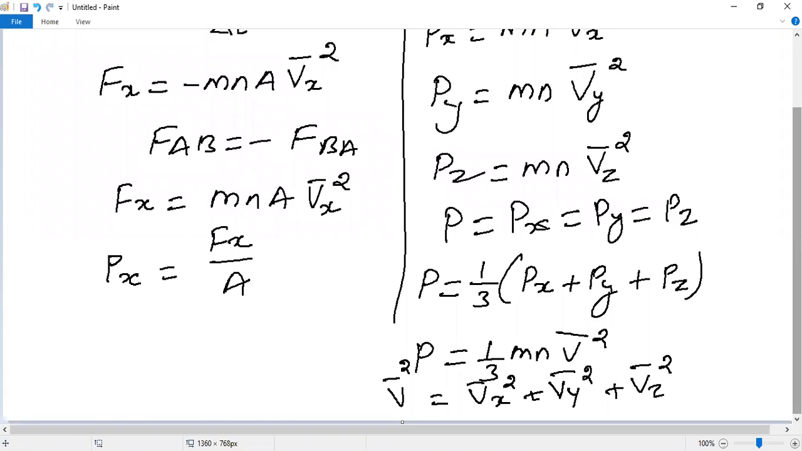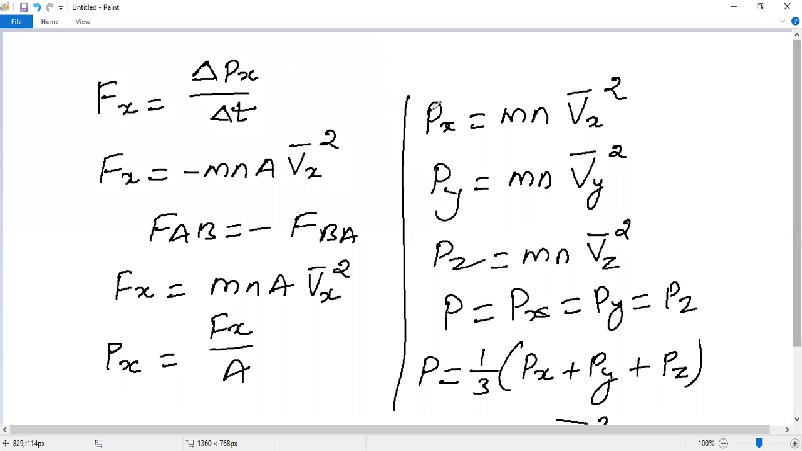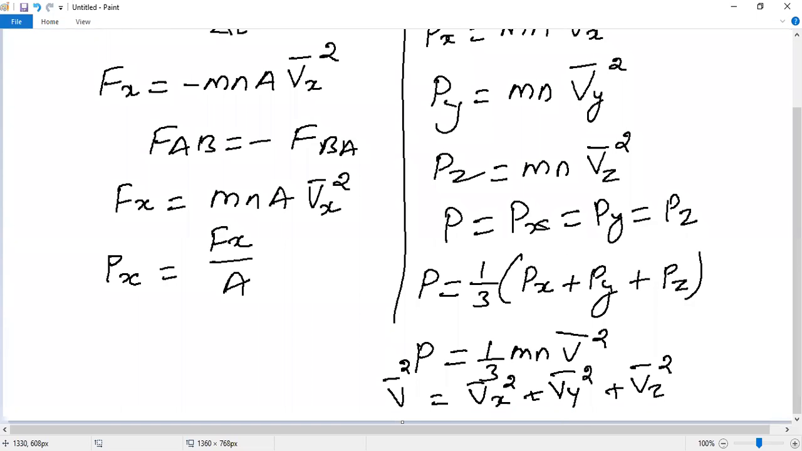So, a very important term. The last formula: the force is minus m n A v x bar square, and for pressure, pressure equals 1 by 3 m n v bar square. In your book they go directly to pressure equals 1 by 3 m n v bar square, but we derived how it comes.